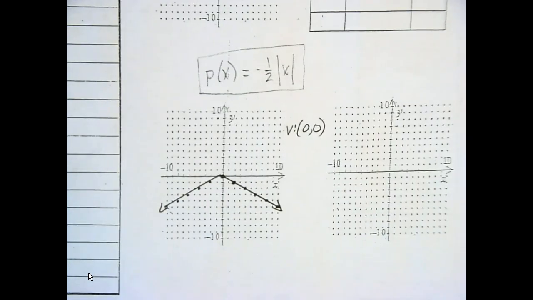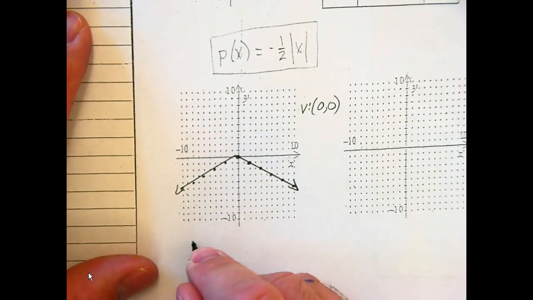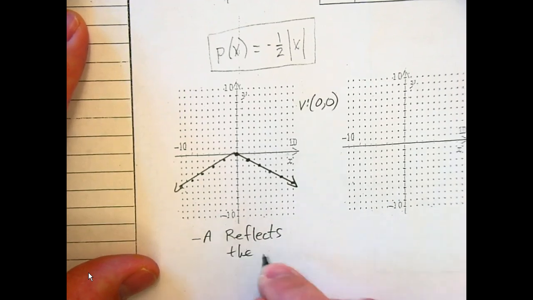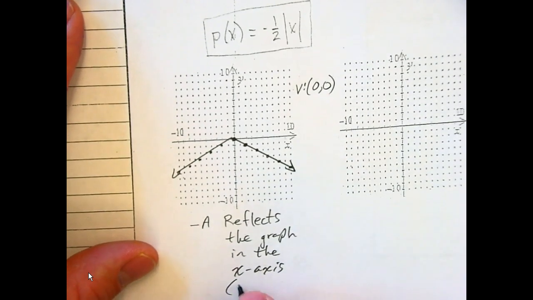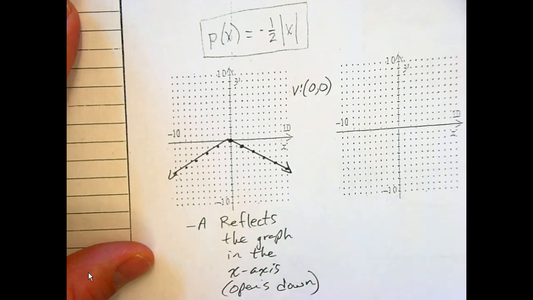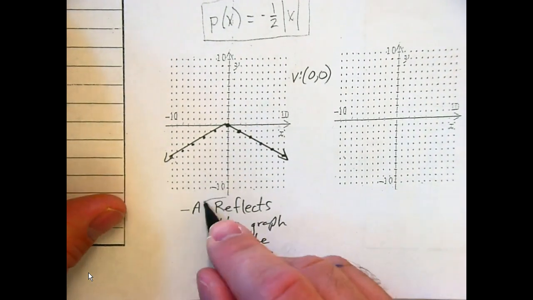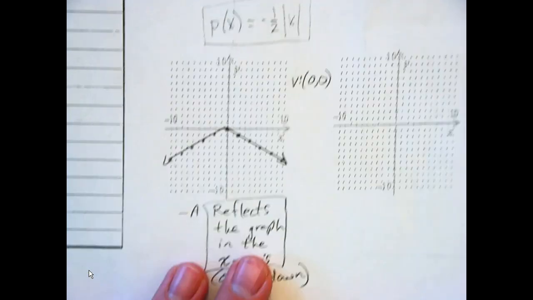Good. It flips it over. It reflects it in the x-axis. So make sure you note that a negative A reflects the graph in the x-axis. For some of you, you may just write it opens down. It reflects the graph in the x-axis. That's mathematically what we say. It opens down. Okay? All right. Very good.